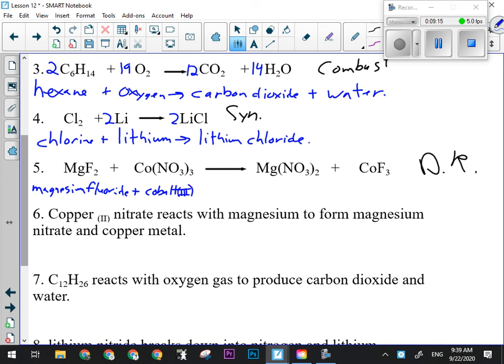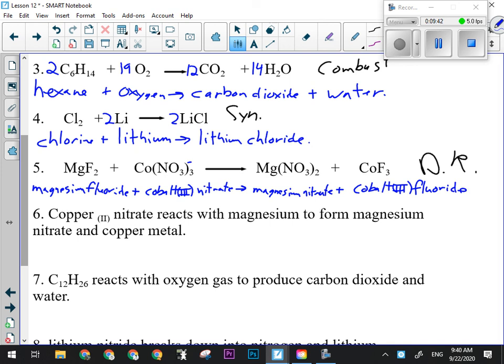3 nitrate. Okay, and I figured that out because nitrate's a -1, and there are 3 of them, so this must be the cobalt with the 3 charge. Okay, and that's going to give me magnesium nitrate. Sorry, I'm writing really small or I'll run out of room. Okay, plus cobalt 3 fluoride.